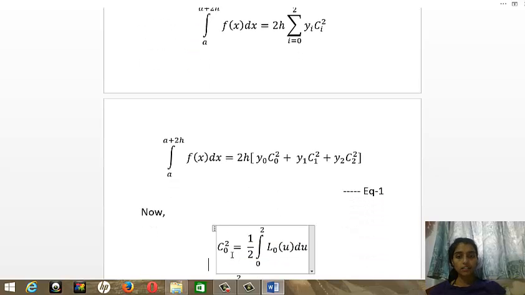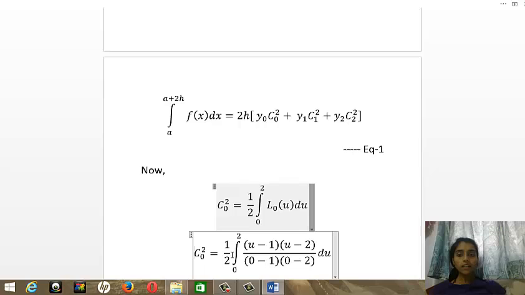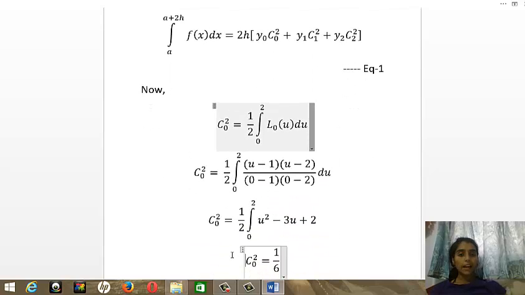On expanding this equation, we get integration of f(x) dx from a to a plus 2h as 2h whole bracket y0 C0^2 plus y1 C1^2 plus y2 C2^2. Let us suppose this equation to be equation 1. Now, further we calculate the values of the variables, that is C0^2, C1^2 and C2^2.